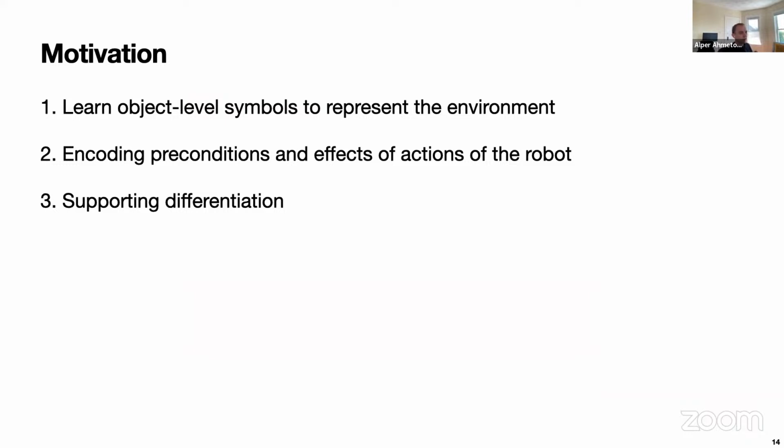And through my PhD, we researched systems that have these three requirements on a high level. Firstly, we should learn object-level symbols to represent the environment, because the tasks we care about consist of multiple objects in the real world. The second requirement is that the representations we learn should encode the preconditions and effects of actions of the robot. So what do I mean by this?